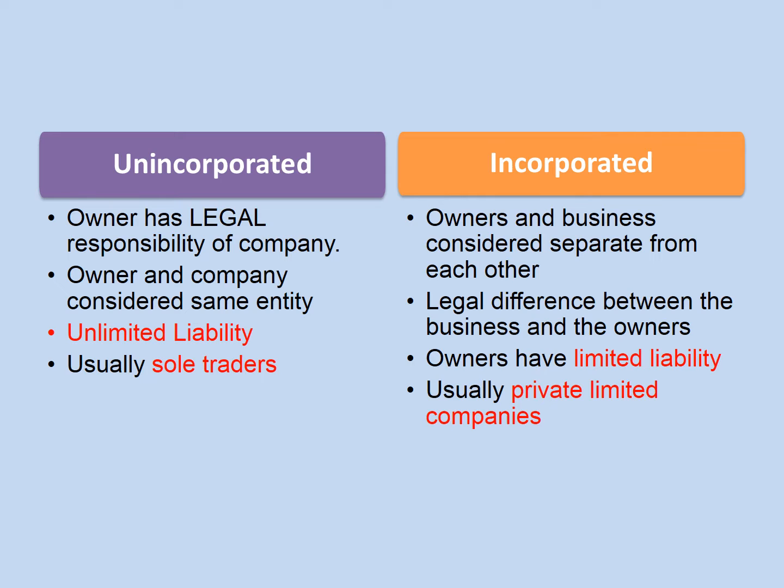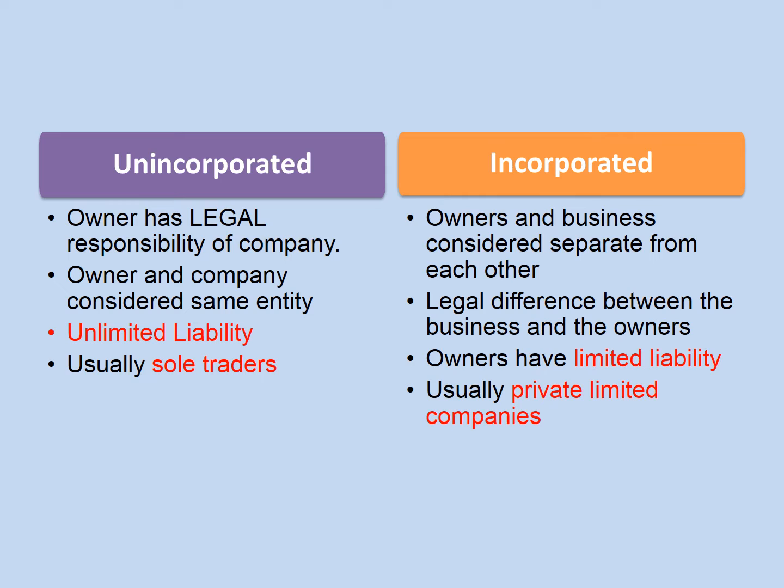So unincorporated companies are companies where the owner themselves still has complete legal ties with the company. They're considered the same entity. So for example, if there is any kind of debt, then the owner could potentially lose some of their belongings or their house to help pay off that debt. This is what we call unlimited liability, which again we'll cover in a couple of slides, and it's usually sole traders and partnerships which are unincorporated.